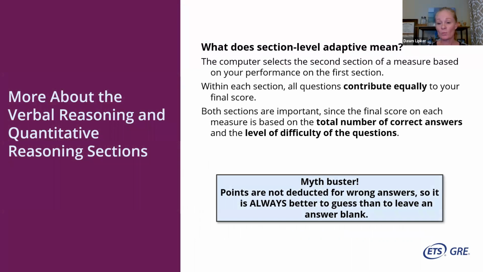So something you might not know, which is always good to prepare going into it, is that both the verbal and quantitative reasoning sections are what we call section level adaptive. Probably thinking, what does that mean? What it really means is that the computer selects the second section of each measure based upon your performance on the first section. So a strong performance on the first section means you'll receive a more difficult second section, and that difficulty will be taken into account during the scoring process. Your final score on each of these measures is based on the total number of questions you answer correctly, including the difficulty of the question.